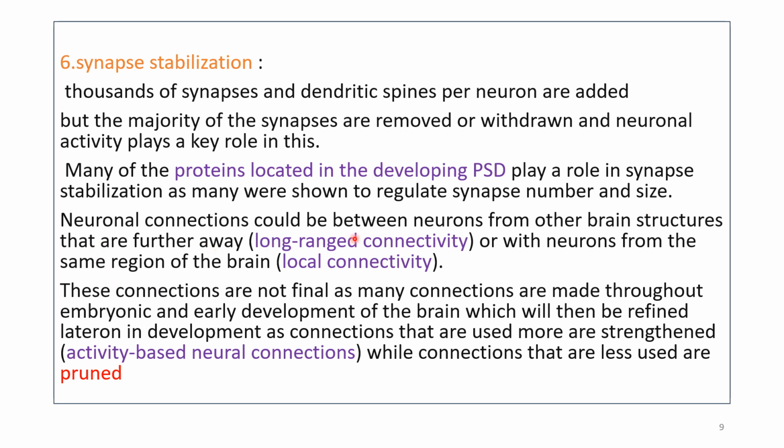Neuronal connections could be between neurons from other brain structures that are further away, that is long range connectivity, or with neurons from the same region of the brain, that is local connectivity. These connections are not final, as many connections are made throughout the embryonic and early development of the brain, which will be refined later on in development as connections that are used more are strengthened, that is activity based neural connections, while connections that are used less are pruned.